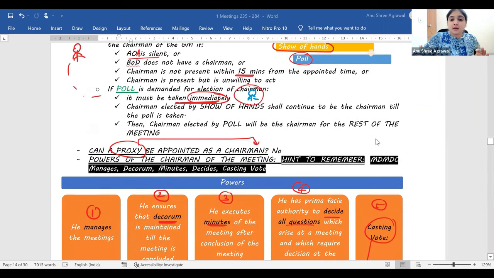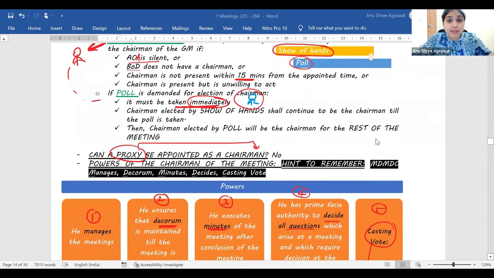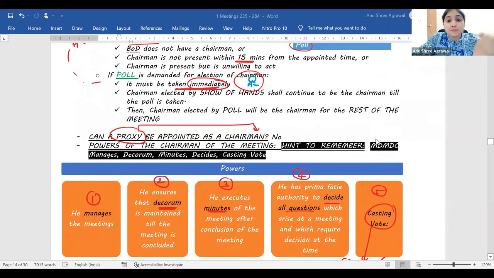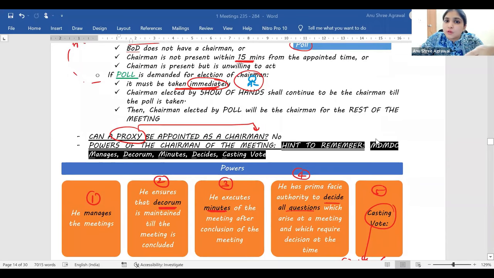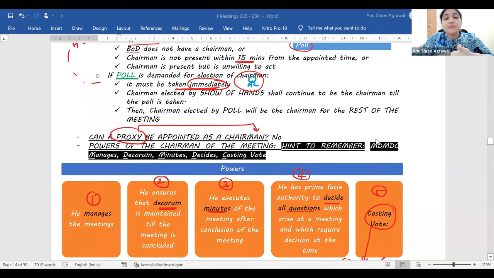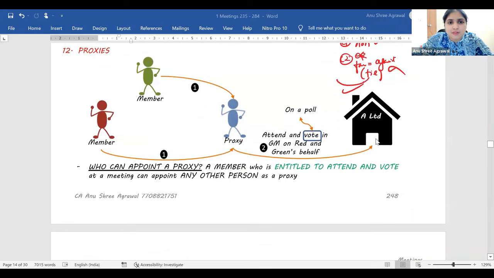All right, guys. So, also remember, first we will appoint the chairperson by show of hands. Only if the shareholders and proxies are demanding a poll, only then we will take up the poll. To conduct the poll, we need a chairperson. Who will be the chairperson to conduct the poll? The chairperson who was appointed by show of hands, Red. But because of the poll, let us say Blue is appointed. For the rest of the meeting, who will be the chairperson? Blue.